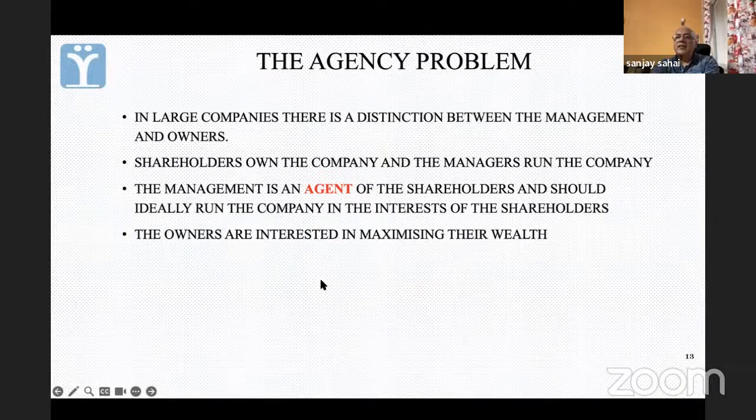Owners का क्या interest? They want to increase their returns to the maximum. Okay?